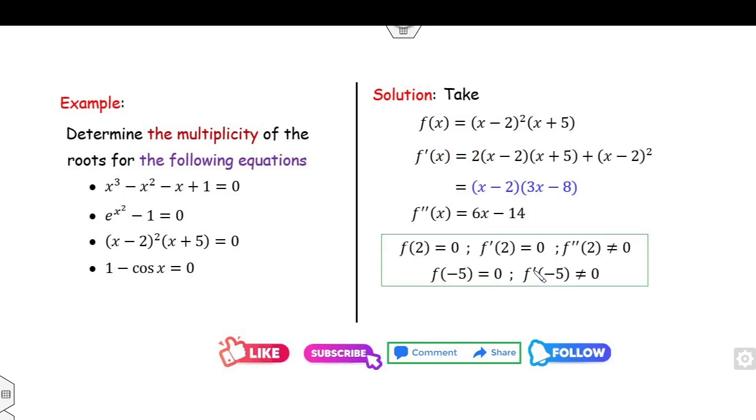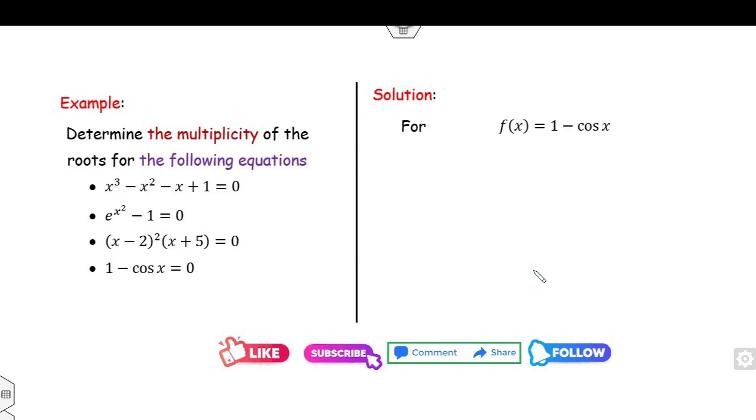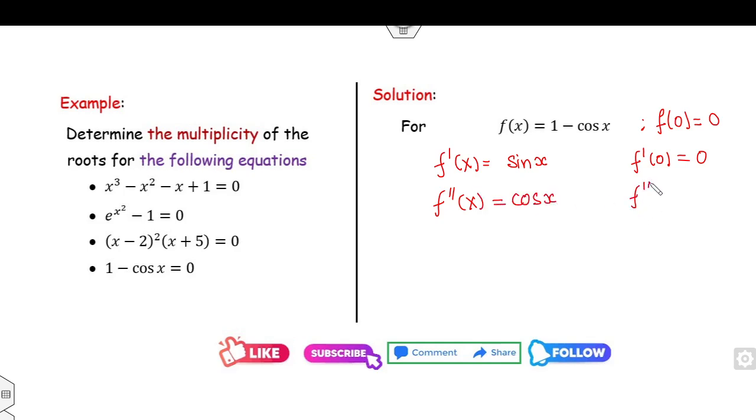Fine. Now, look at the last case, 1 minus cos x. Clearly f of 0: cos 0 is 1, so it is 0. If I find the first derivative, it is sin x, which is again 0 at 0, so f dash is 0. Then we can find the second derivative, which is cos of x, and clearly f double dash of 0 is non-zero. So therefore x equal to 0 is my root with multiplicity 2.